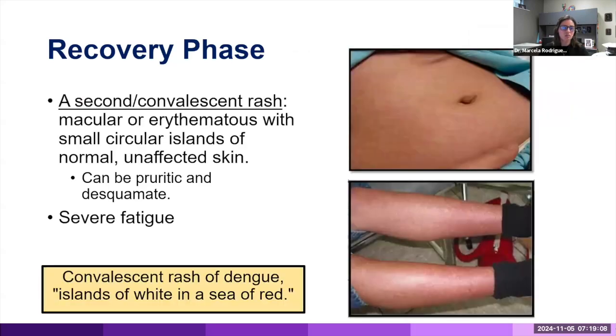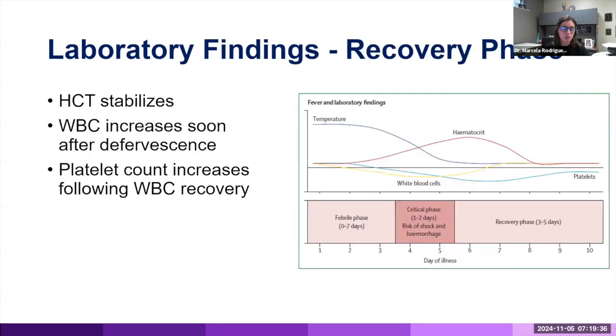Something to point out in the recovery phase is that we can have a second rash called the convalescent rash. It's also called islands of white in a sea of red. You can see in the pictures there is erythema, but you also will see white areas. This rash can be pruritic and the patient will desquamate. In addition, during this recovery phase, the patient would have severe fatigue. The hematocrit starts stabilizing, the white blood cell count starts increasing shortly after defervescence, and the platelet count also starts increasing.